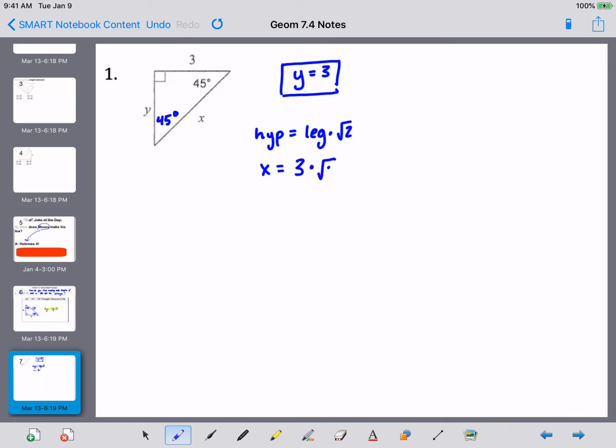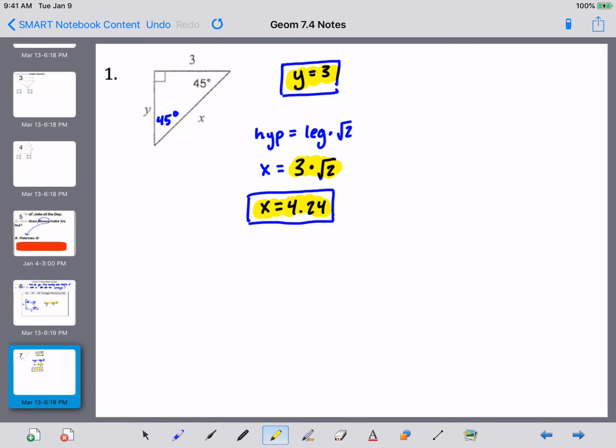So if we take 3 times the square root of 2, we could write our answer like that. If you prefer decimals, you could plug 3 times the square root of 2 into a calculator, and that will give you about 4.24. That's the decimal form there. For me, it's okay if you want to write it in radical form or decimal form. In my class, I'm not really too picky about which form you use. Okay, let's look at another example.